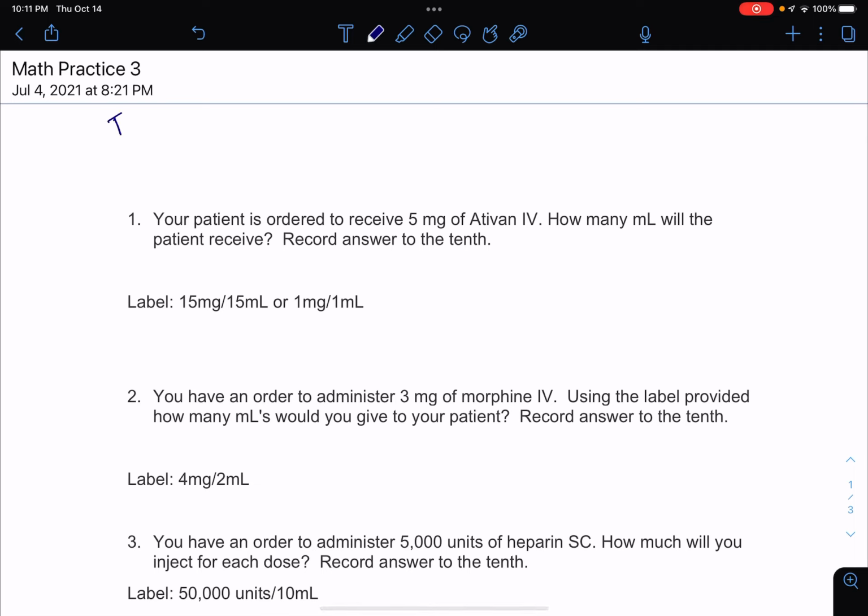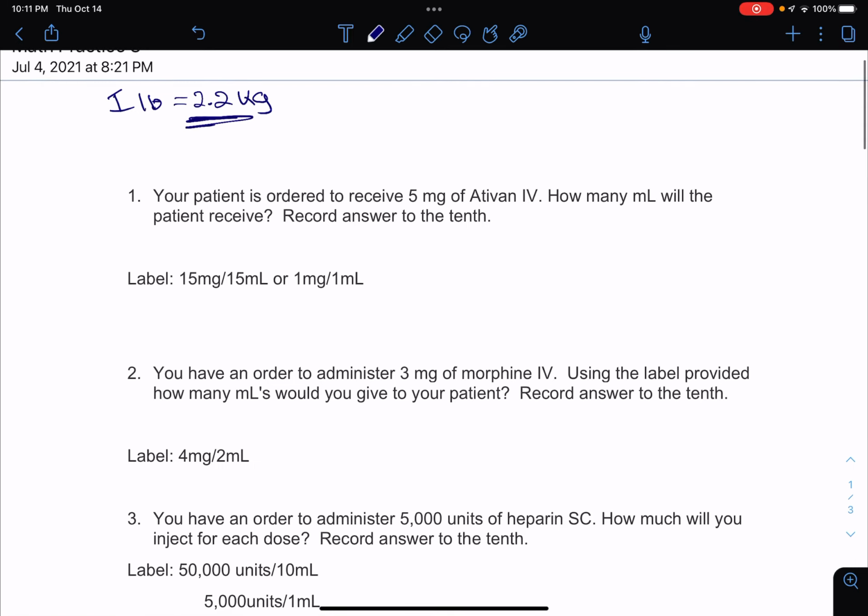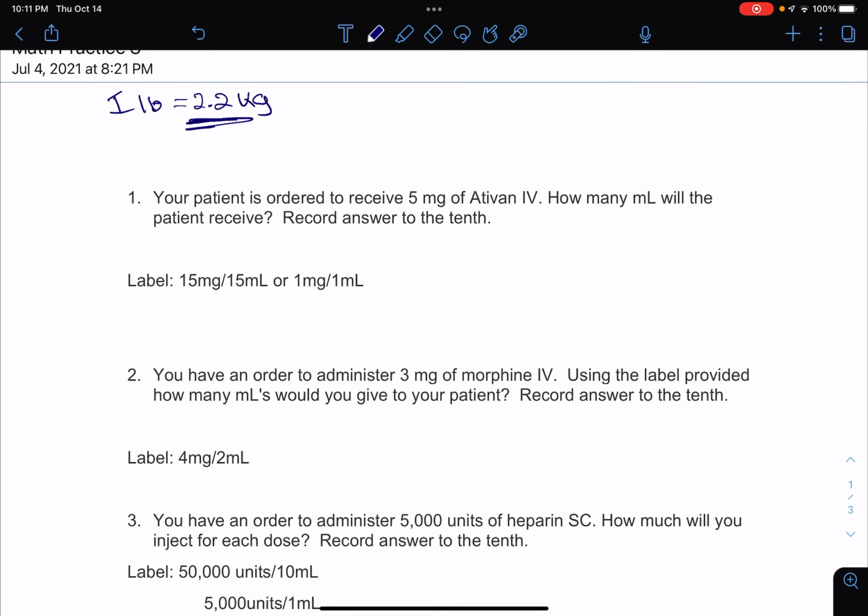So, 1 pound equals 2.2 kilograms. It's always going to be your constant, 2.2, if you're ever going to have a weight question.